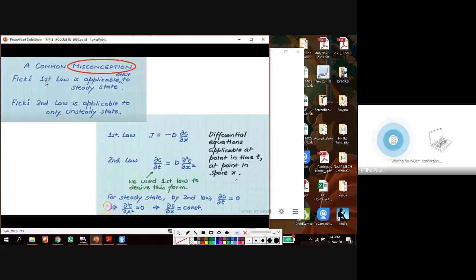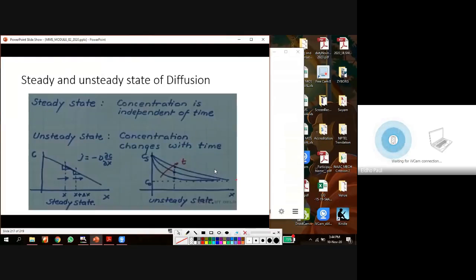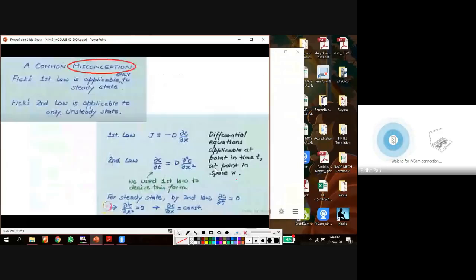Both the first law and the second law are applicable for steady state as well as unsteady state. The reason is this. This is the first law, J is equal to minus D into dC by dx. Second law, dC by dt is equal to D into d square C by dx square. Here we can see the differential equation is applicable at a point in time, at a point in space x. So during the derivation, we apply limits: limit delta x tends to 0, limit delta t tends to 0.